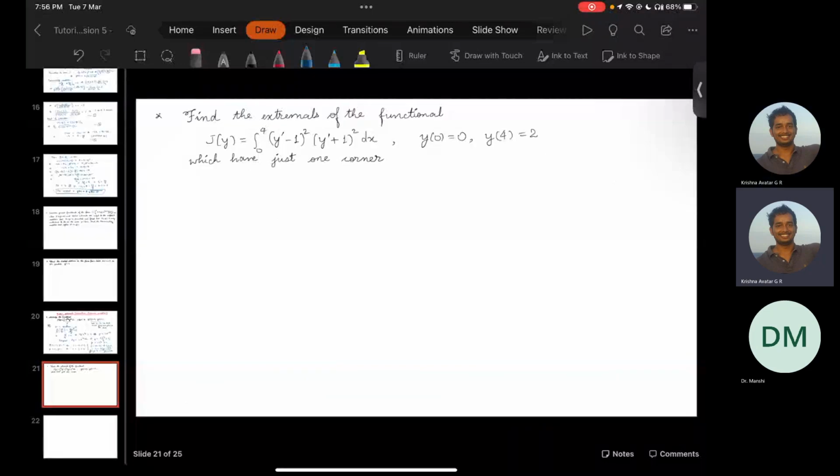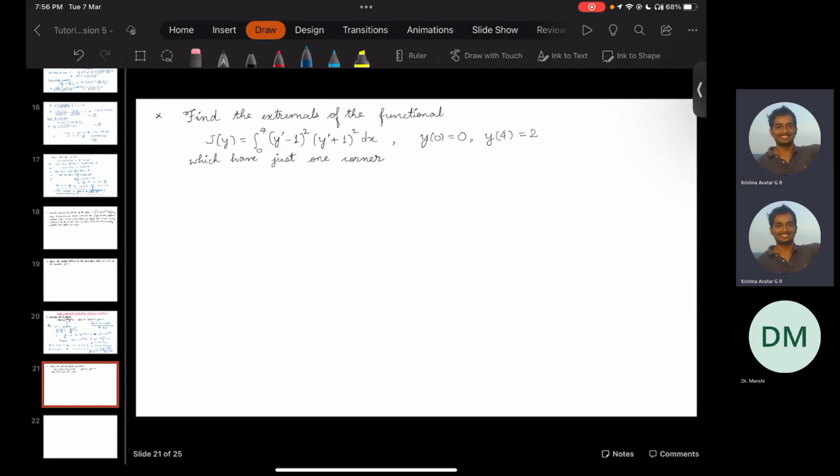Okay. So the problem asks us to find the extremals of the functional J of y is equal to the integral from 0 to 4 of y prime minus 1 whole square into y prime plus 1 whole square dx. The end conditions are y at 0 is equal to 0 and y at 4 is equal to 2. And the extremal has to be one with just one corner.